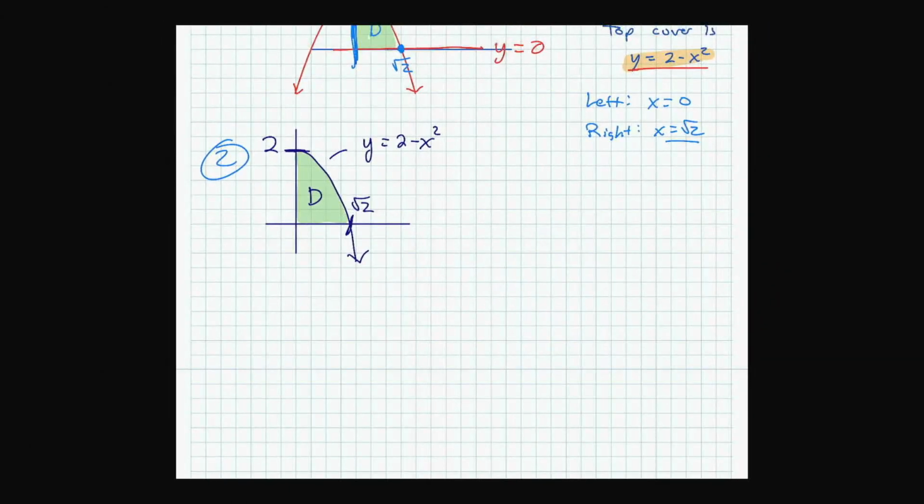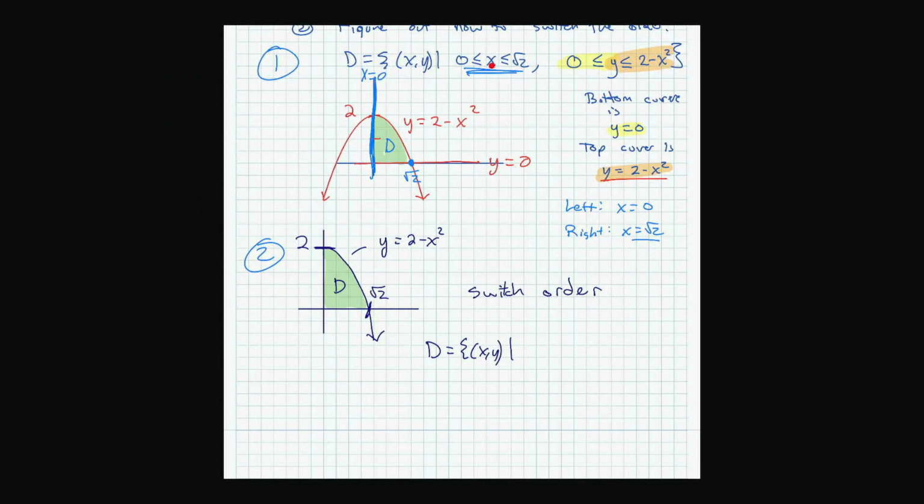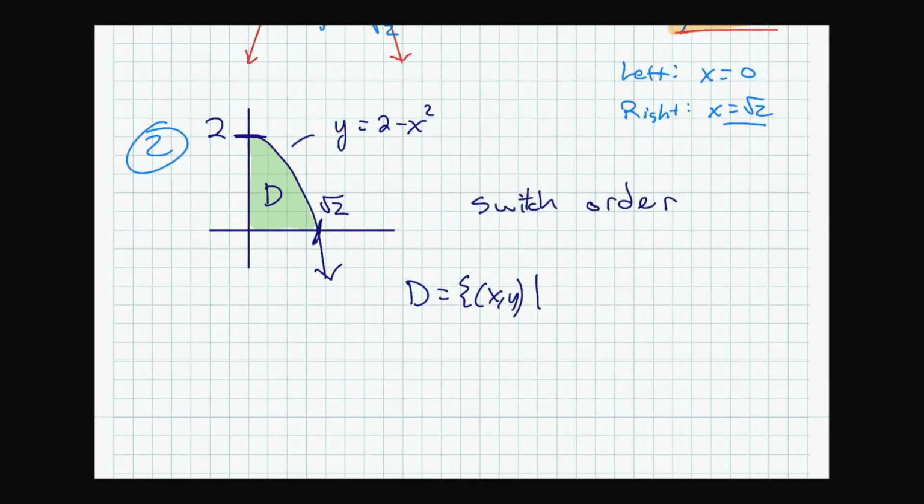So if we want to switch the order, then our region D is going to be a set of x comma y such that we did have x between constants. Now we want y to be between constants. So if y is in between constants, what are the constants? You'd have to figure that out from the graph. The bottom for a constant is 0, and the top is 2. So you get those. Okay?